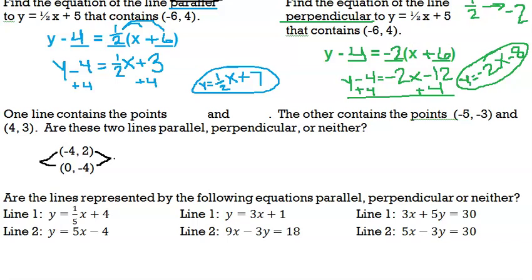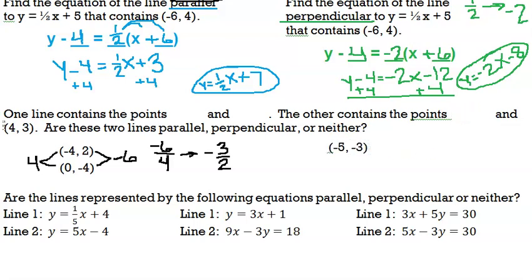Right here, if you were to go from +2 to -4, you went down by 6. From -4 to 0, you went up by 4. So -6 over 4, which would reduce to -3 over 2. So the first 2 points they give us tell you that the slope is going to be -3 over 2.